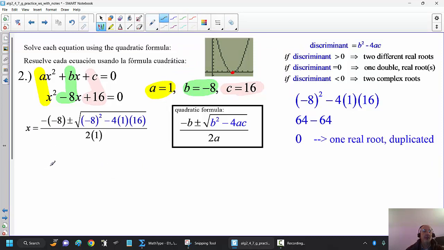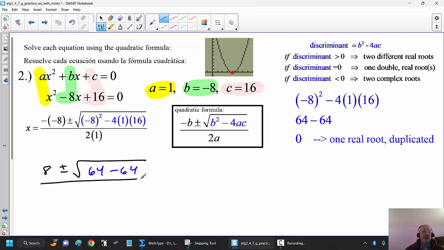So look, we have the negative 8 again. So there's your 8 plus or minus. Now, this is the part that's important. 8 squared is 64. Well, negative 8 squared is 64. And then 4 times 16 is 64. You're subtracting it. So see, this turns into a 0. See what I wrote right over here. So you're going to have a duplicate real root on this one.